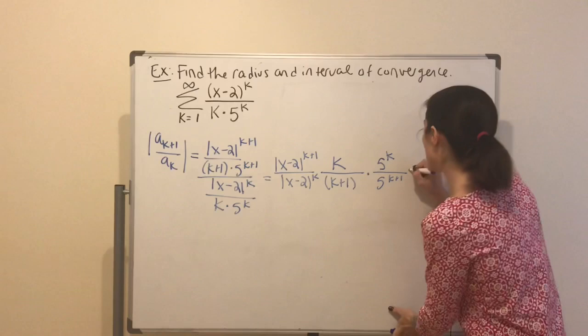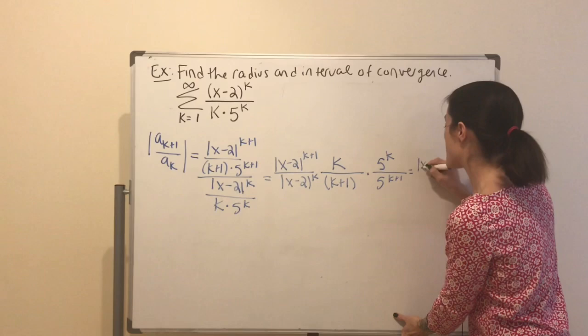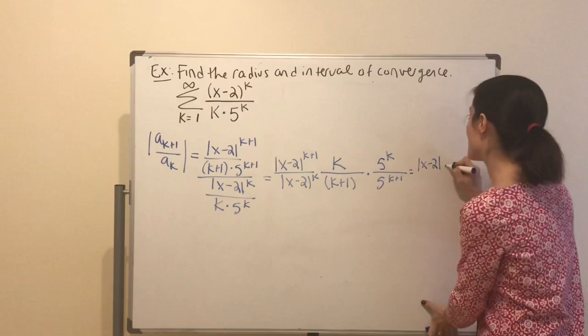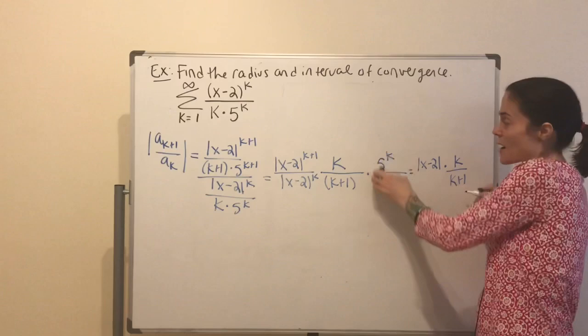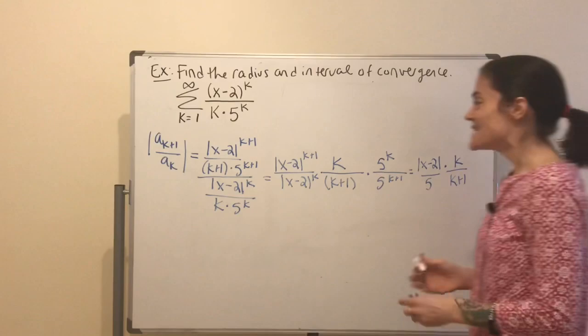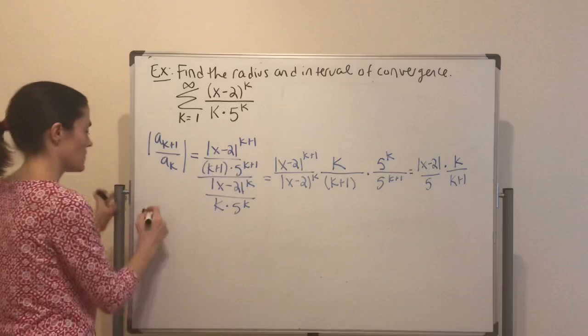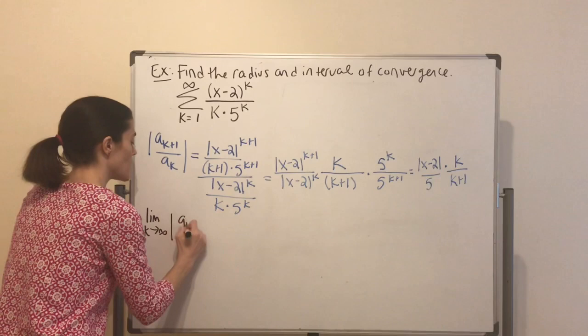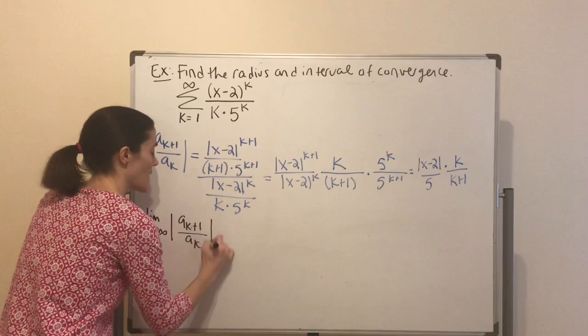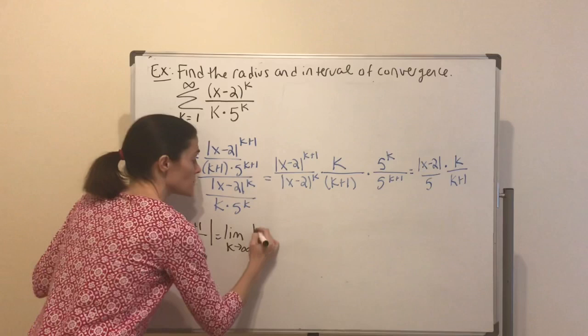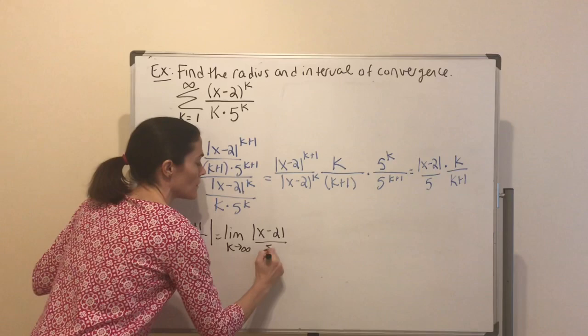Well, this part we get just the absolute value of x minus 2. This part doesn't really simplify, I'll leave it as k over k plus 1. And this part we have a 5 in the denominator. So this is the simplified absolute value of a_(k+1) over a_k. Then, for the ratio test, we take a limit as k goes to infinity of the absolute value of a_(k+1) over a_k. We have simplified this quantity. This is the absolute value of x minus 2 over 5, times k over k plus 1.